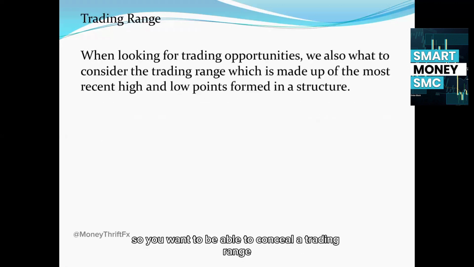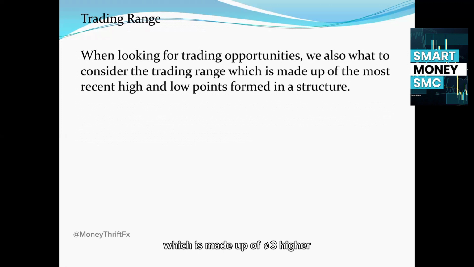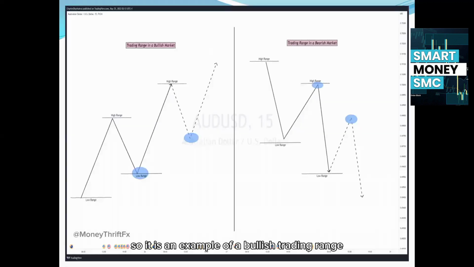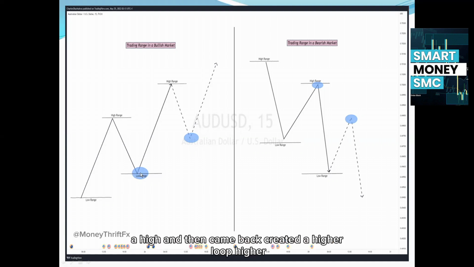So you want to be able to consider the trading range, which is made up of the most recent high and low points formed in a structure. All right, you want to be able to understand that. So here is an example of a bullish trading range and a bearish trading range. Okay, so you can see price in this case was bullish, it was buying before, and then what happened? Price first of all created a low, and then went up to create a high, and then came back, created a higher low, higher high, higher low, and higher high.